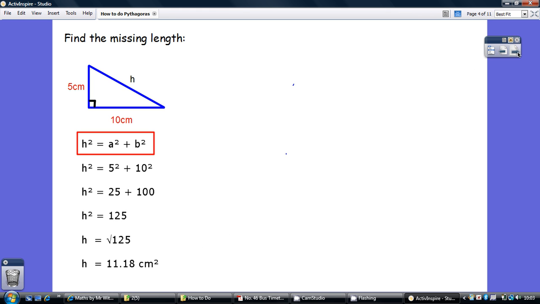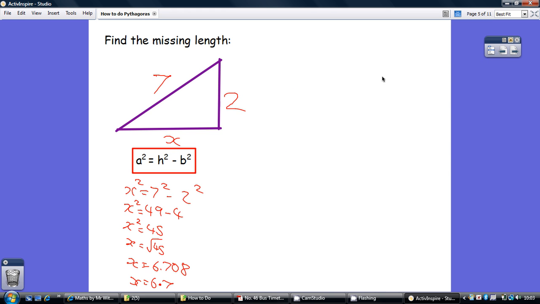Now the second type of question, how Pythagoras can crop up, is one like this. Again, it's a right angled triangle, but we're now working out one of the shorter sides. Okay, 7's the hypotenuse. We need to work out one of the shorter ones. So we have to adapt a formula. It is now a taking away question with the shorter side up front. And remember, make the hypotenuse the longest side the first bit of the taking away.